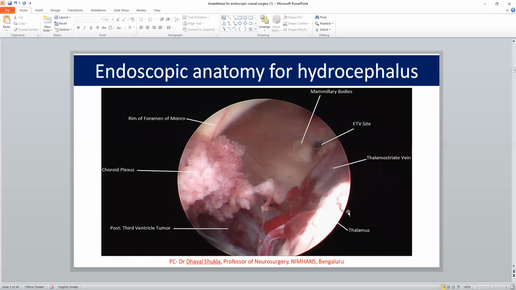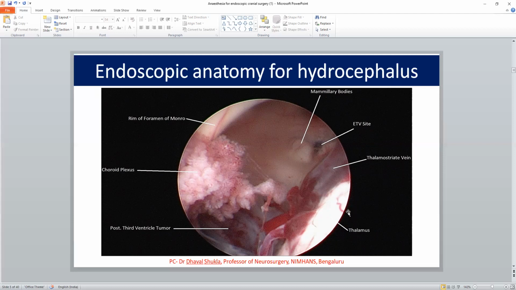So I'm going to take some of the examples such as endoscopic management of hydrocephalus, endoscopic management of pituitary lesion, and endoscopic management of craniosynostosis. These are the three broad pathologies that I'll be going to address in this presentation. And these are the three commonly performed endoscopic cranial procedures.